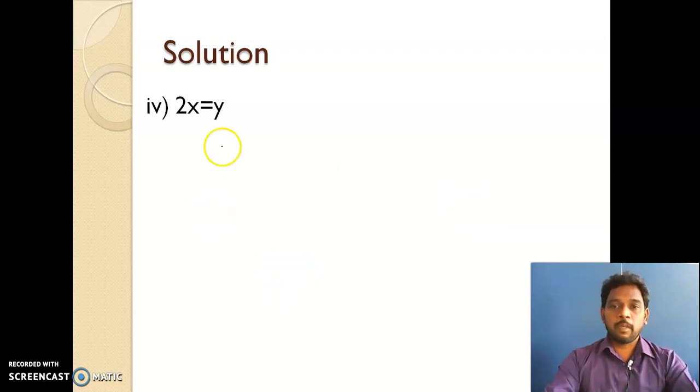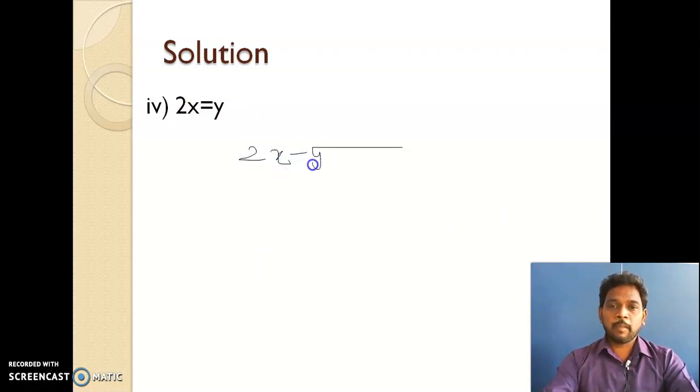So 2x minus y. So 2x equal to y is given here. We need 0 on the right-hand side, so bring y to the left-hand side and it will become 2x minus y equal to 0. But here the x term is there, the y term is there, the constant term is not available. So instead we can take plus 0 equal to 0, right?